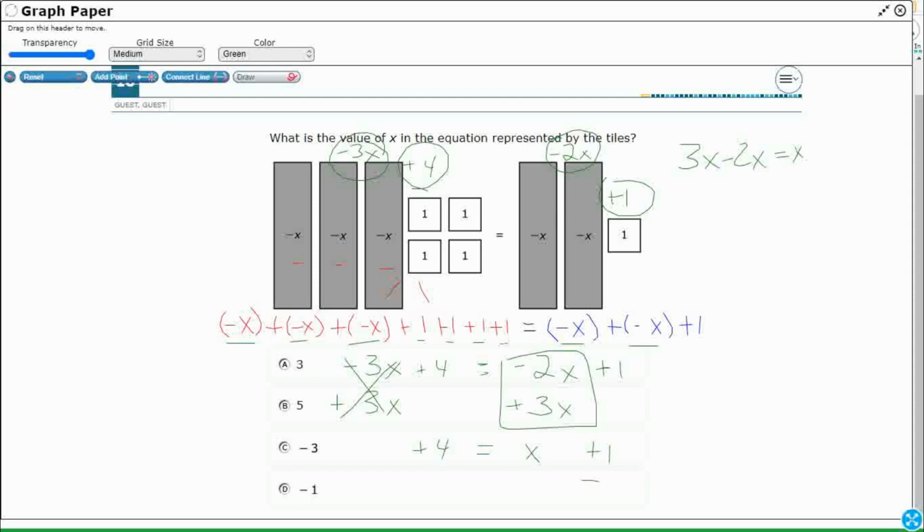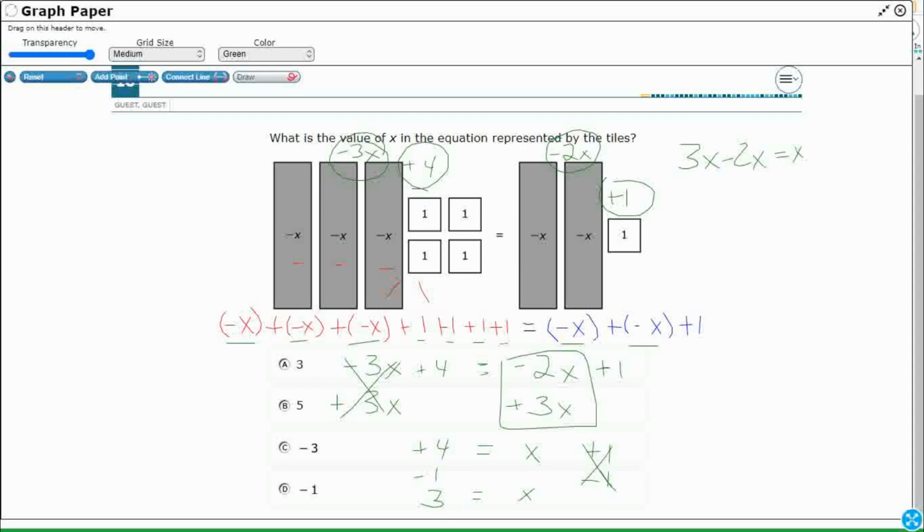Now I'm going to subtract 1 from both sides. You could have done the minus 1 from both sides first if you really wanted to, but I want to take care of my x first. So there's my x, and then 4 minus 1 equals 3. So I'm thinking x equals 3.